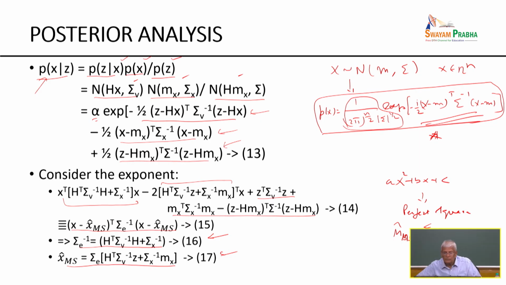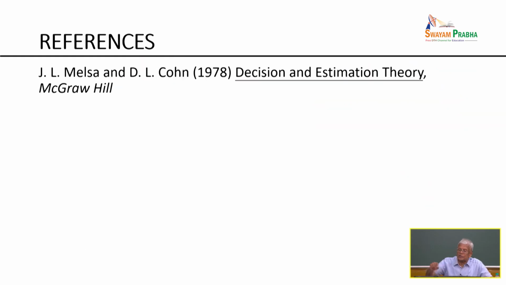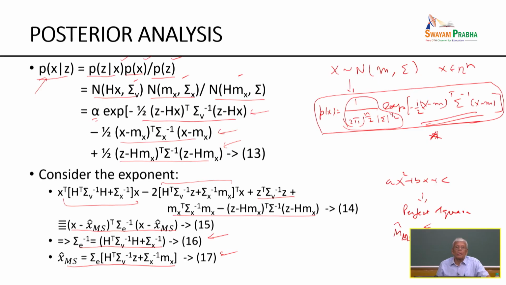So in summary, we have now covered many of the basic principles of statistical estimation. I want you to realize that statistical estimation is a very deep and a broad discipline. There are books written on statistical estimation, very beautiful books. One such book is Decision and Estimation Theory by Melsa and Cohen, which I have been referring to all along in these modules. So in summary, what is it that we have done?